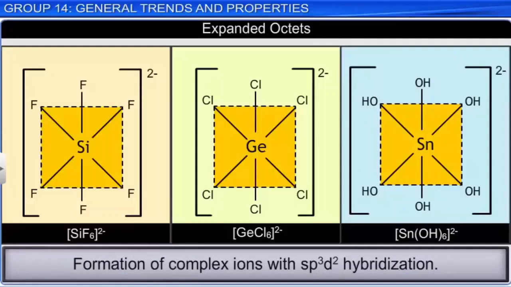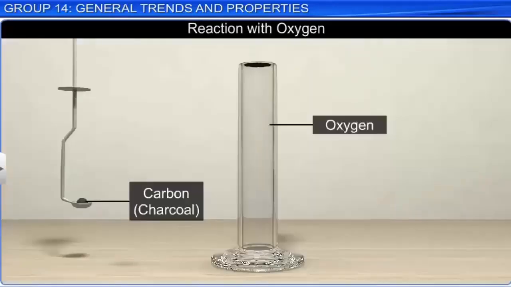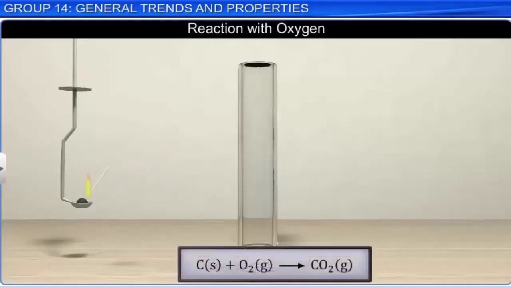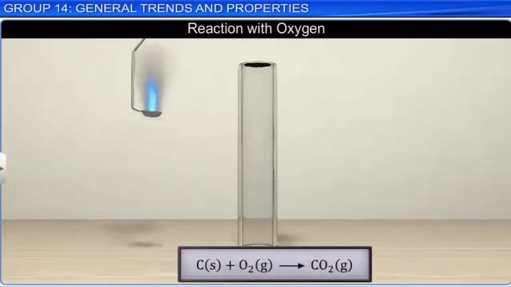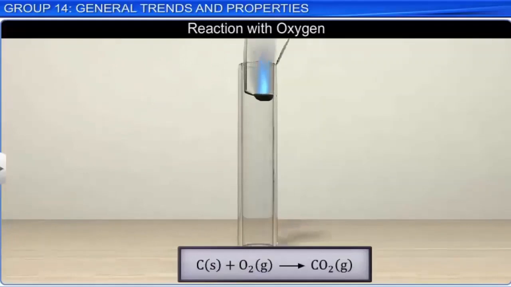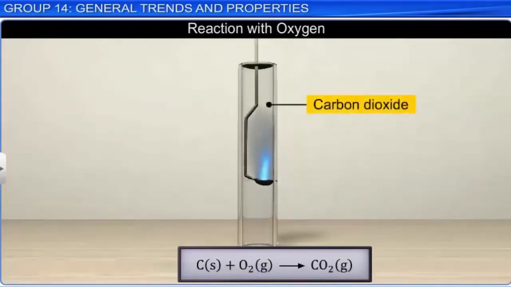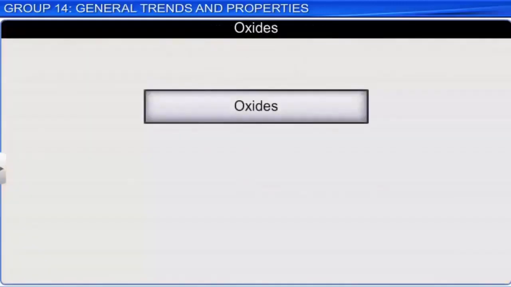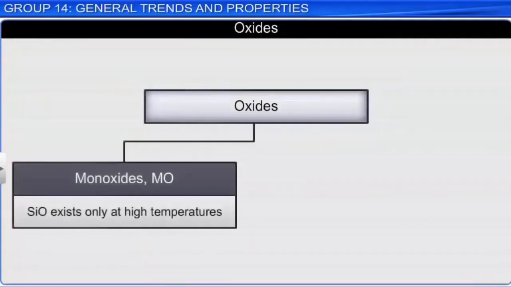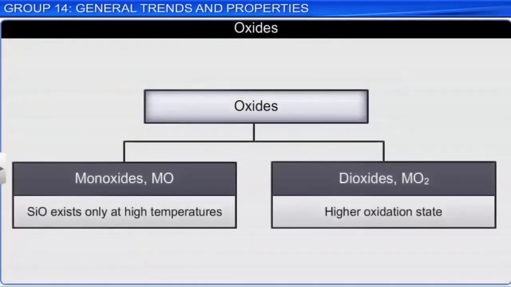All the group 14 elements form oxides when heated in oxygen. For example, if wood charcoal is strongly heated and placed in a glass jar containing oxygen, carbon dioxide will form. There are 2 main types of oxides: monoxides and dioxides. It should be noted that silicon monoxide is found only at high temperatures.